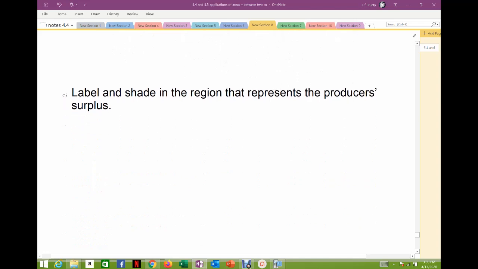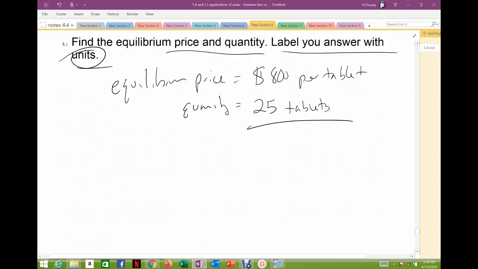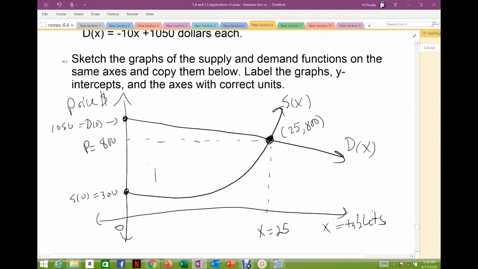Label and shade the region with the producer surplus. So I'm going to go up here, label producers is this one, the big area. Shade it in with a different color. So underneath the dotted line and above the supply curve is the producer surplus. So that's what we're looking for, and I'm going to solve it all on the calculator.